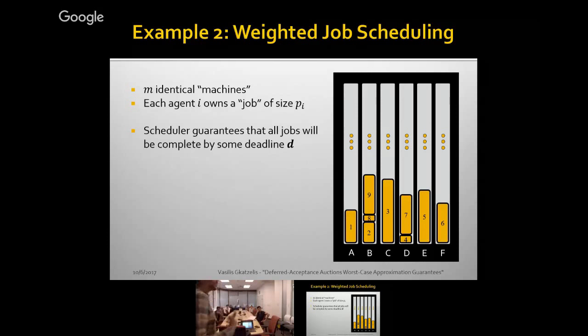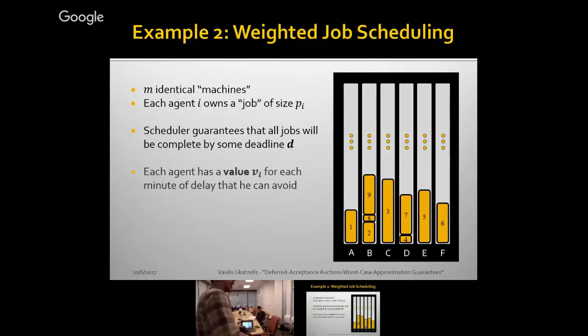But of course, different people care about their jobs. They'd rather have them complete earlier. So every agent has a value v_i for each minute or second of delay that he can avoid. You guarantee that by the end of the day you'll all be scheduled, but people have value for being scheduled better. So in this case, the level of service is the completion time. How soon will your job complete? It can be the end of the day, or it could be earlier. The different levels of service are the different completion times I can guarantee for you.